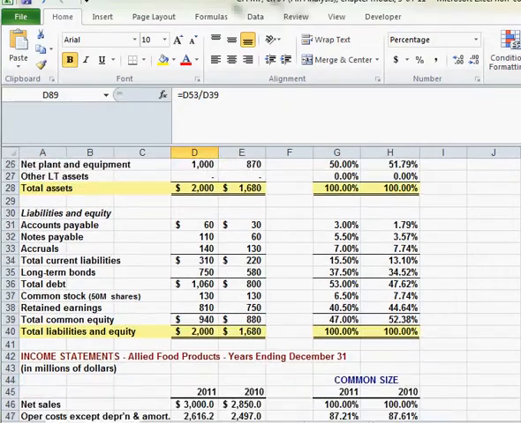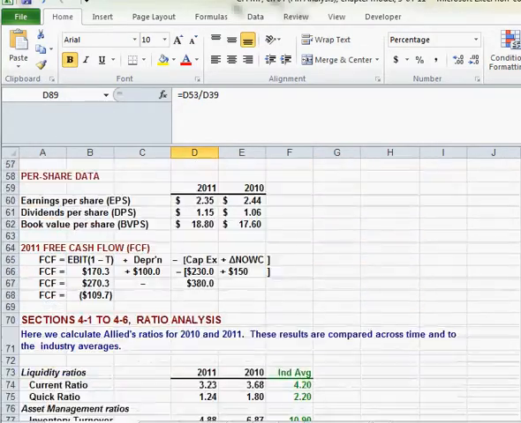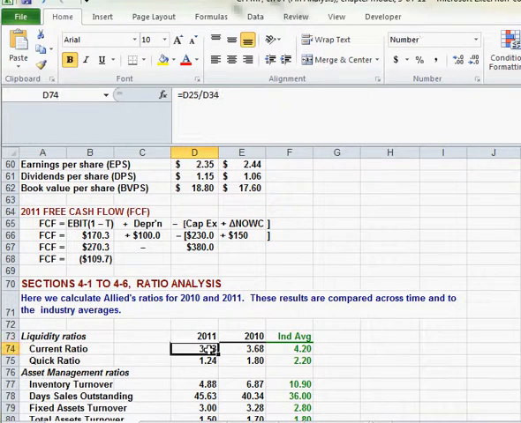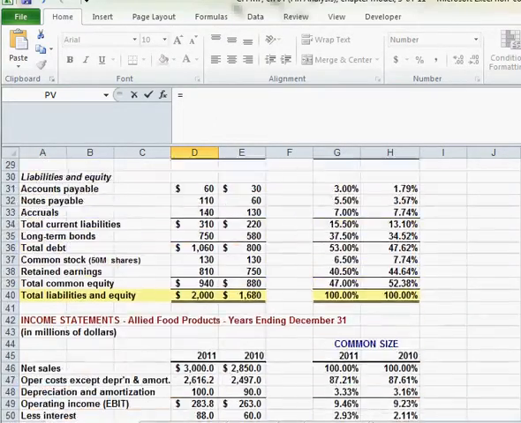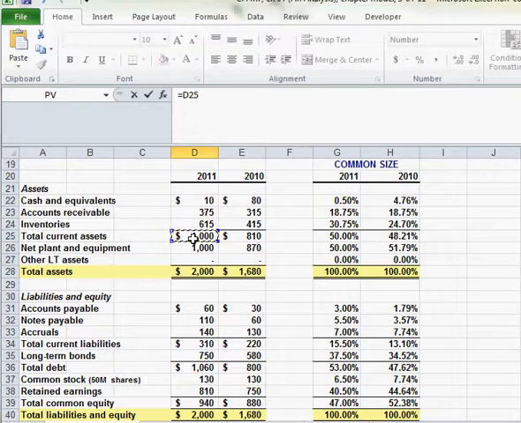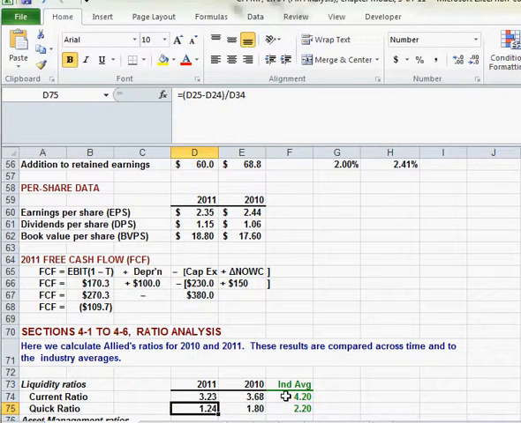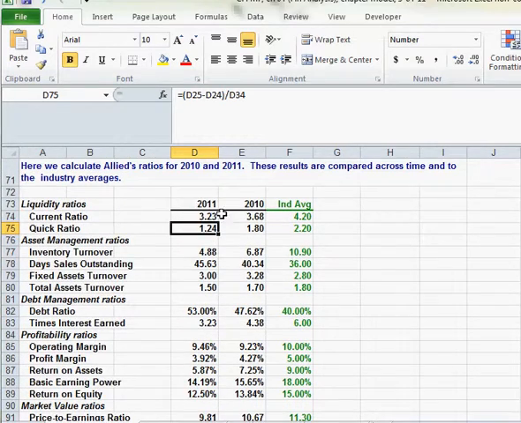So if we wanted to find the current ratio, which is down here on line 74, we would put equals, go up to our total current assets line, 1,000, divided by our total current liabilities of 310, and then hit return or enter, and you would see the 3.23. You could look through all of these ratios that have been done and find the numbers that they've inputted into these cells from the numbers up above.